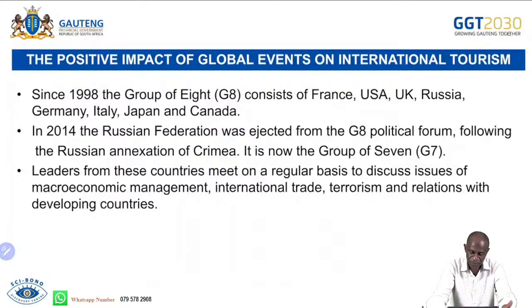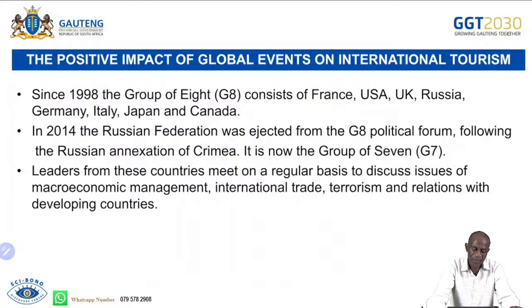in 2014, I'm sorry. So since 1998, the group of 8 consisting of France, the United States of America, the United Kingdom, Russia, Germany, Italy, Japan, and Canada joined hands to discuss matters of economic and financial significance to find solutions to poverty that is affecting so many countries in the world. So it was established in 1998 and it was called the G8.